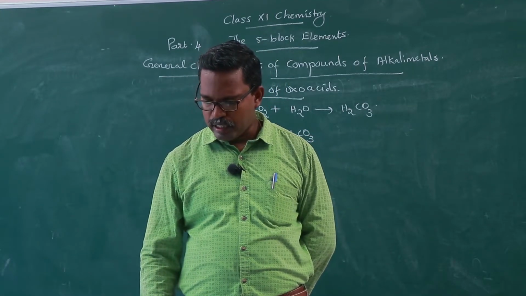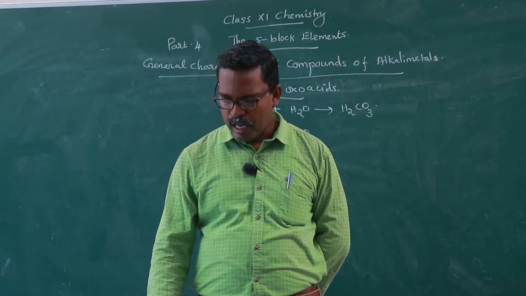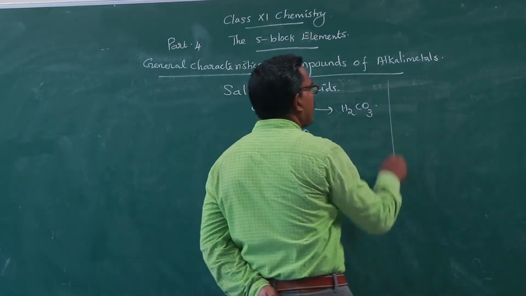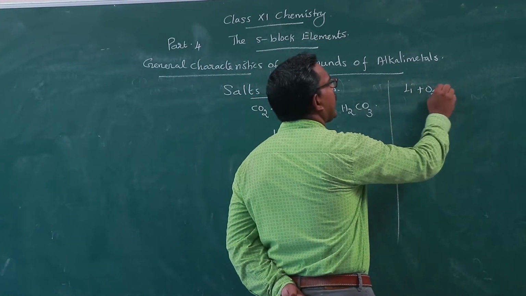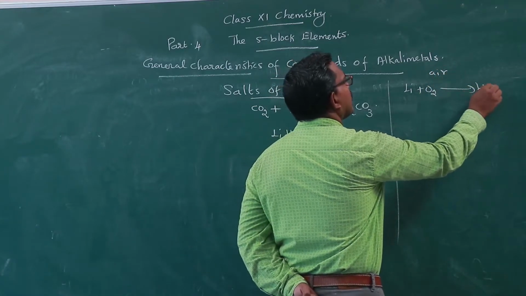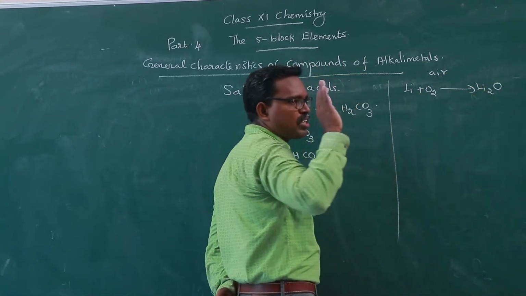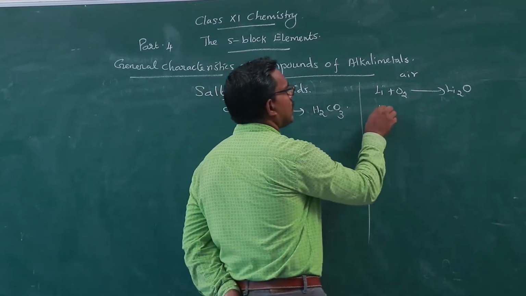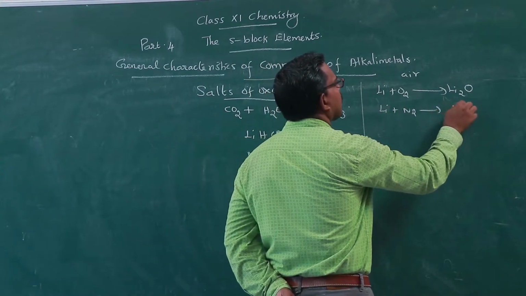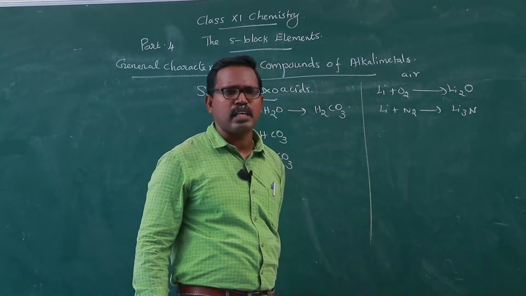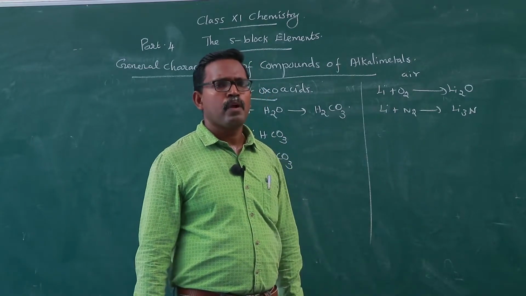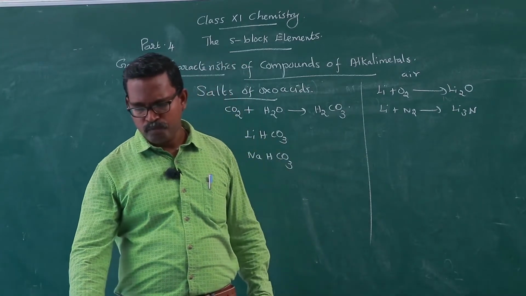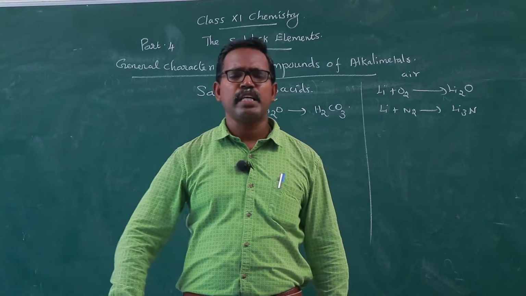On combustion, lithium forms mainly monoxide and nitride, unlike other alkali metals. Lithium reacts with air and gives lithium oxide, lithium monoxide only. Others form peroxides and superoxides. Lithium reacts with nitrogen and gives lithium nitride. Other alkali metals form oxides, peroxides and superoxides. Lithium chloride is deliquescent in nature.